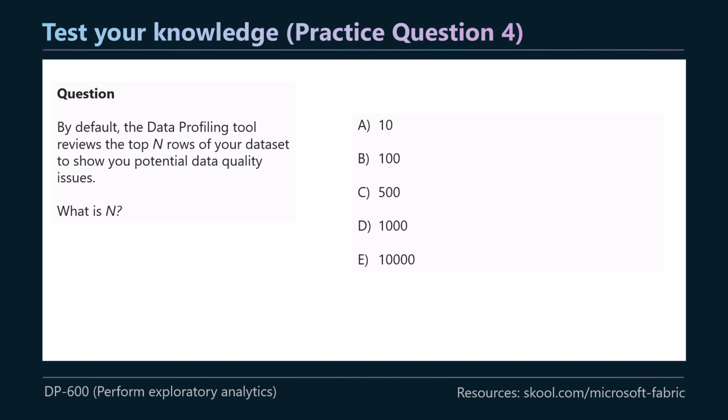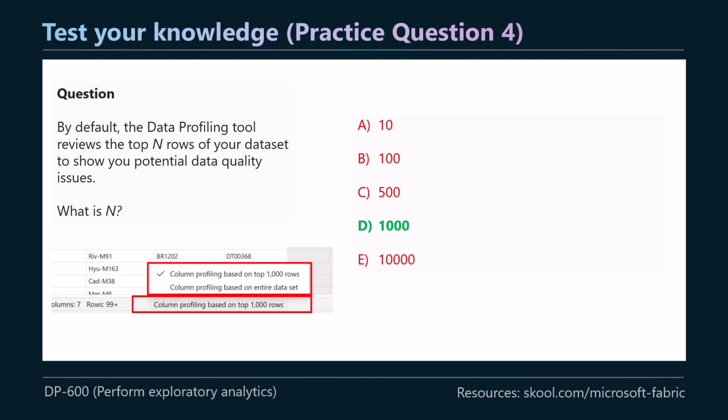Question 4. By default, the data profiling tool reviews the top n rows of your data set to show you potential data quality issues. So what here is n? So how many rows? Is it A, 10, B, 100, C, 500, D, 1000, or E, 10,000? So the answer here is D, 1000 rows. As you can see here from that visual, by default, the column profiling is based on the top 1000 rows. Obviously, we can change it to include the entire data set as well, but by default, it's 1000 rows.